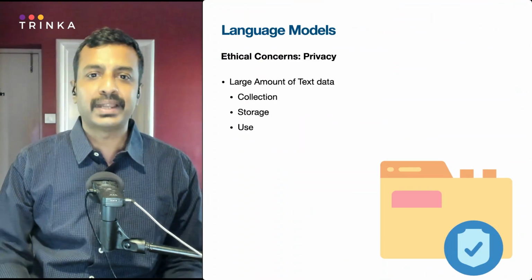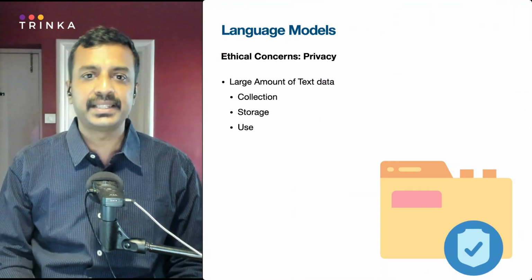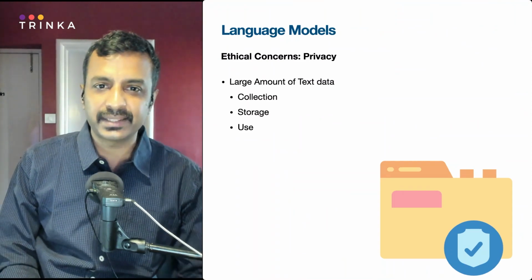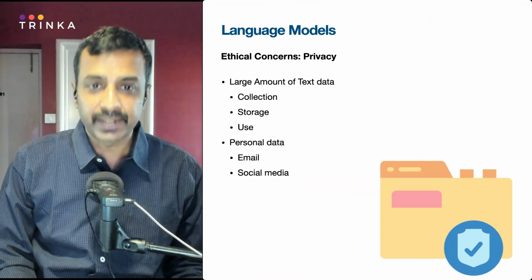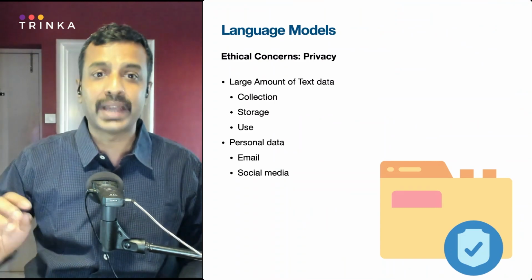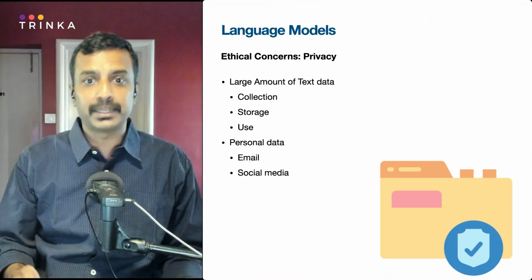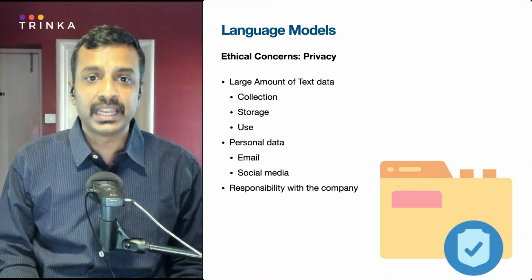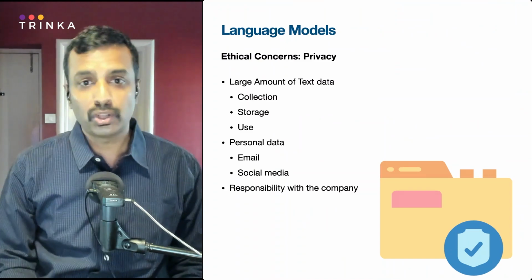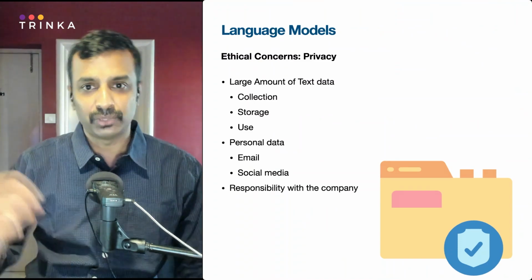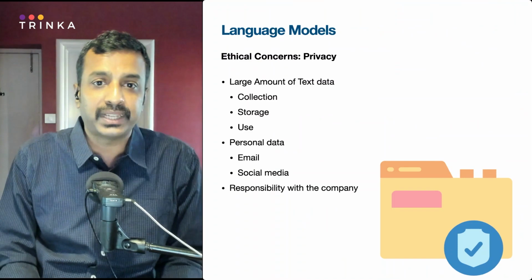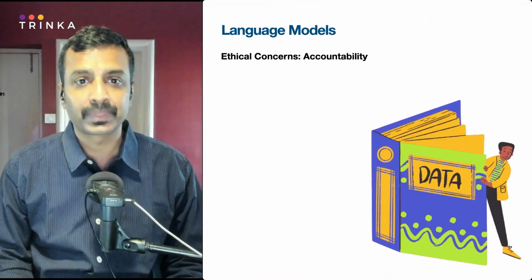Privacy is another important ethical consideration. Language models can be used to analyze large amounts of text data, raising concerns about how this data is collected, stored, and used. Privacy concerns can arise when language models are used to analyze personal data, such as social media posts or email messages. Now, companies that develop such models must take steps to ensure that the data that they collect and use to analyze or train the model is protected and used responsibly.